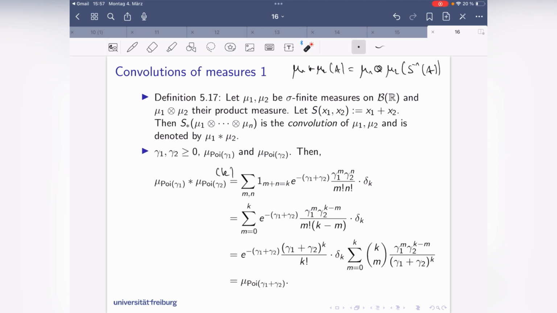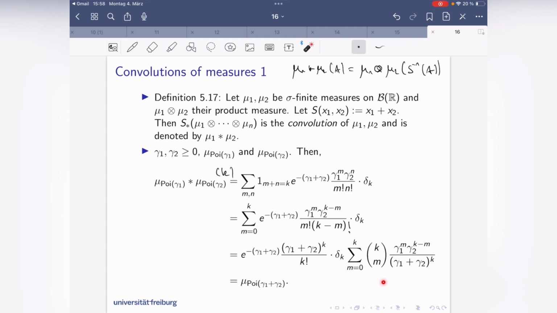I can compute this a bit differently. If m plus n equals k, then n must be k minus m. So n is k minus m. And now I can compute further. First of all, put everything out of the sum here, which does not depend on m. I also have a k factorial here, which I correct immediately by a k factorial here, and I divide by m factorial times k minus m factorial, and that's the same as here.